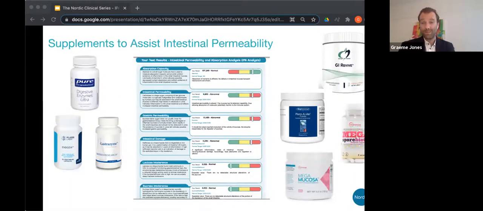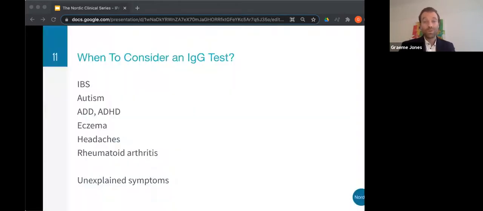So that is the intestinal permeability test in a repeat. We'll take questions at the end again, so we can jump into the IgG testing.